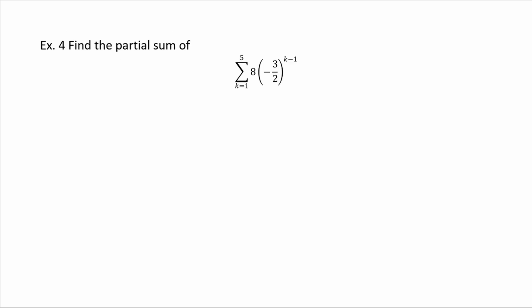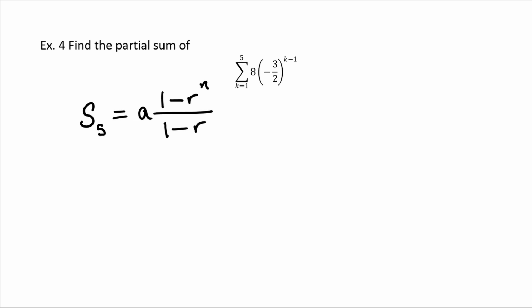Find the partial sum of the summation as k goes from 1 to 5 of 8 times the quantity negative 3/2 raised to the k minus 1. This is a geometric sequence, and so we will use the formula for the partial sum of a geometric sequence. That is, we're going to use S sub 5, because we're going to go to 5, equals a, the first term, times 1 minus r to the power of n divided by 1 minus r. We have the ratio, it's negative 3/2. We have the first term also, which is 8.